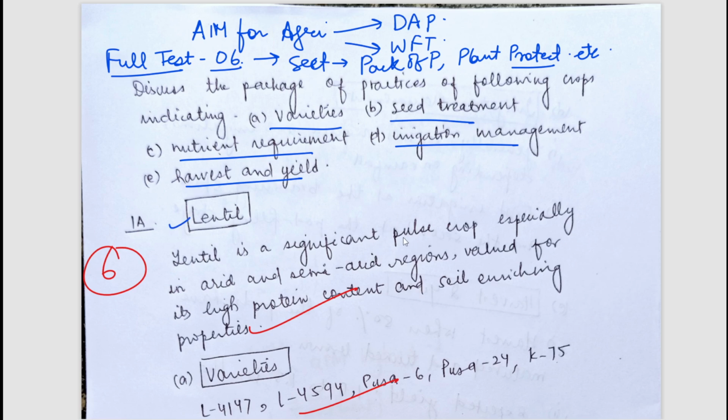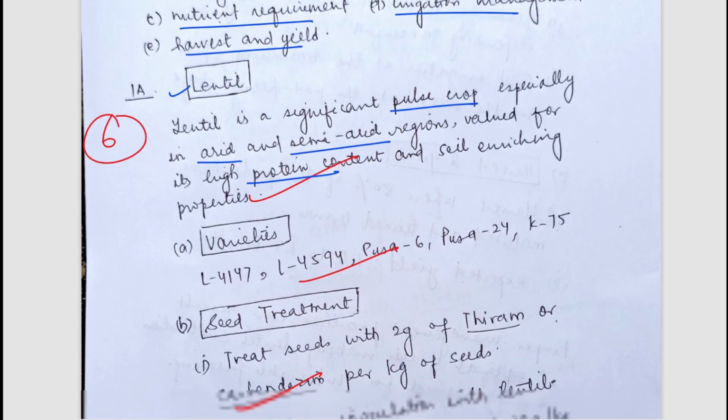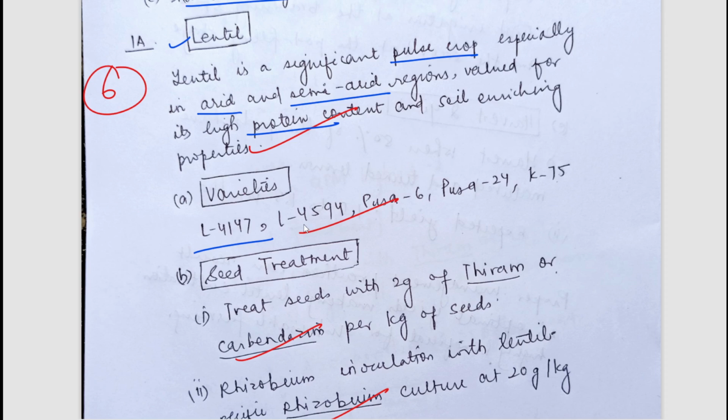Lentil is a pulse crop generally grown in arid and semi-arid regions, and as we all know, like other pulse crops, it is valued for high protein content. Its varieties have been mentioned, that is L4147, Pusa 6, Pusa 24, L4594, K75. Many students ask me how many varieties we can write in answers. Actually there is no limit. You can write as many varieties as you know, but still try to remember at least 2 to 3 varieties of all the important crops. It will be helpful for you and you will fetch a fair amount of marks.